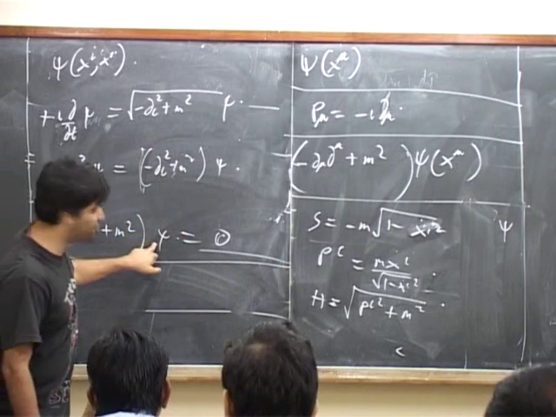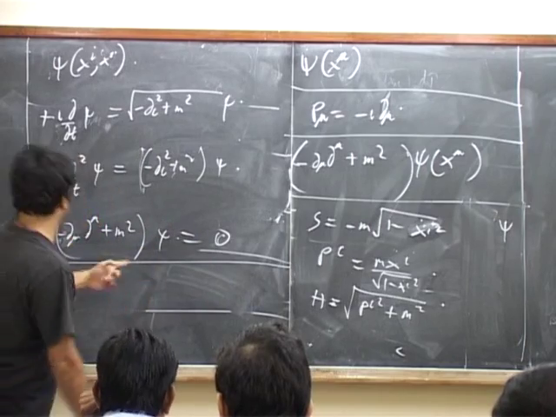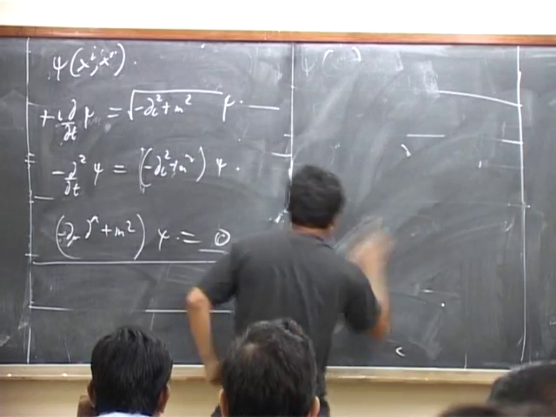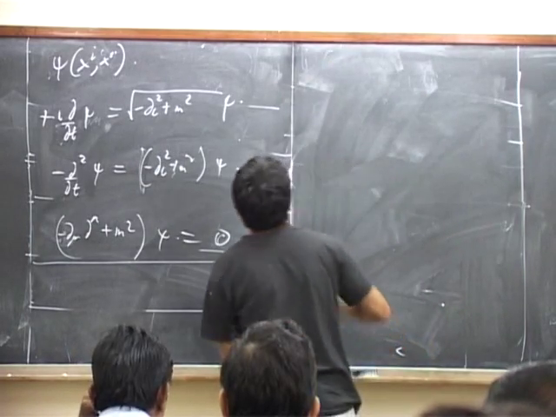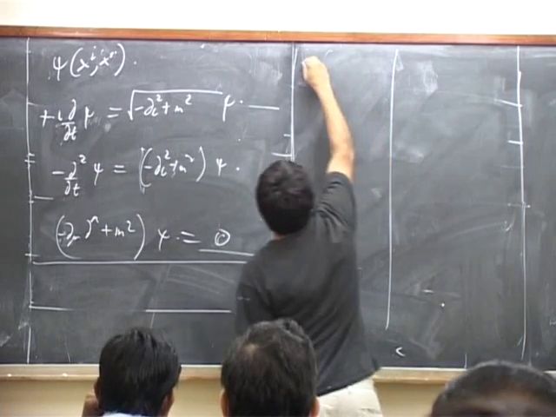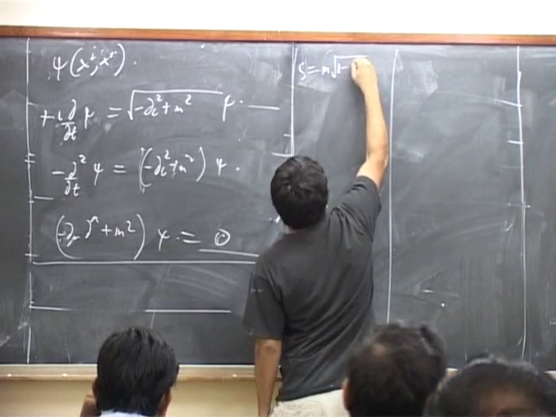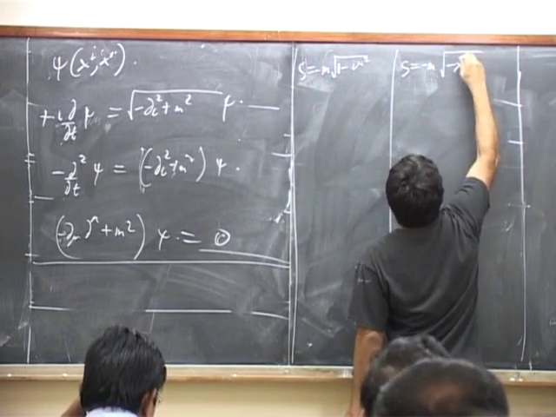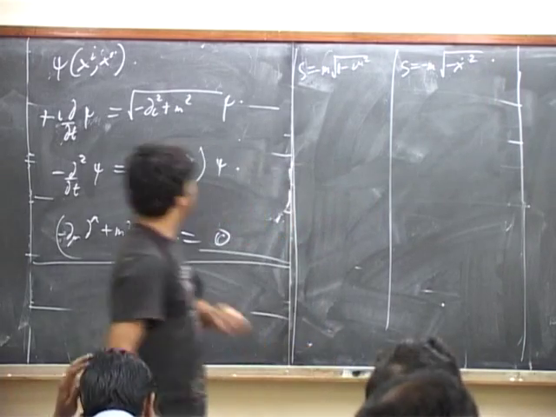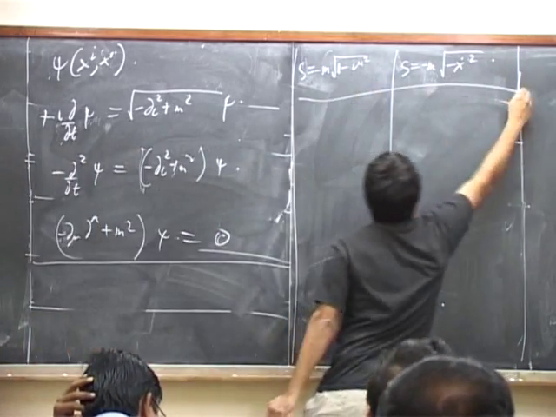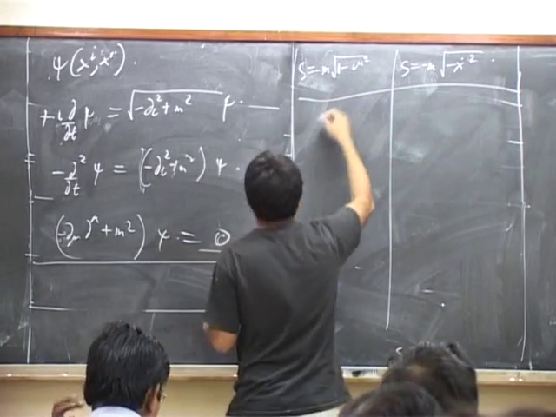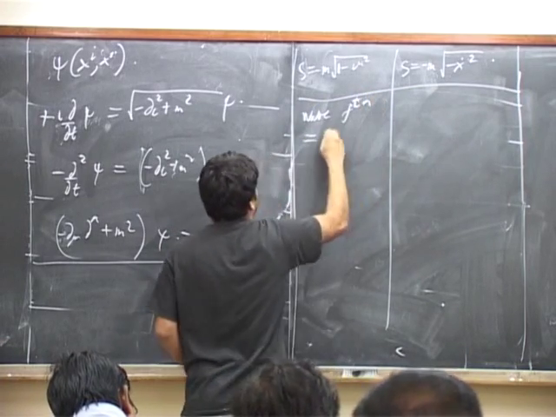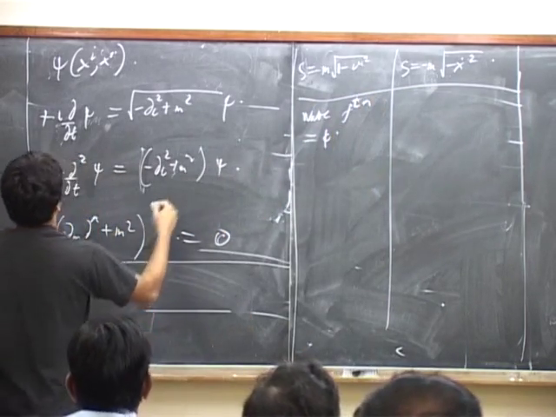Now that we've seen this, let's divide our board into two sections. There's the physical way, with the action S equal to minus m square root of minus x dot squared, and then the other way. We got a wave function doing the quantization here. Let's give it a different name. Let's say the wave function is equal to phi. I'm sorry, I called it psi here, but I'll change that.